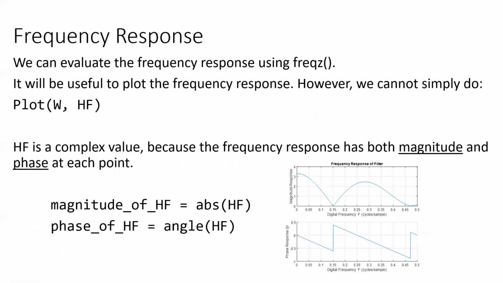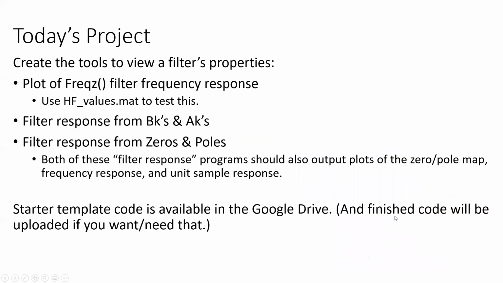So it's convenient to just make a function that'll put two plots. The x-axis isn't going to change, and the y-axis, Matlab will automatically scale for you anyway. Same thing with this digital frequency, it's the same axis. So it makes sense to make that. Then you want to be able to get the filter's response from your BKs and your AKs, and your filter's response from zeros and poles.